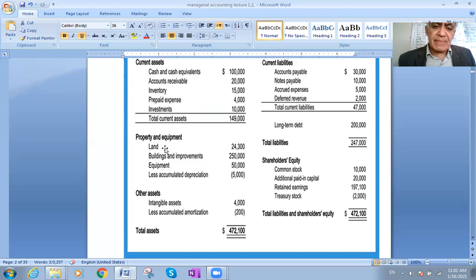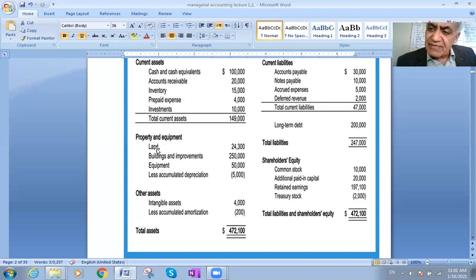Now we'll go to the second type of assets, which is called fixed assets. Fixed assets include the buildings, the equipment, and the land. How, as a student, will I distinguish between the fixed assets and the current assets? The answer is like this. The fixed assets you usually buy, in most cases, at the start of your project or business. It's like the land, the building, the equipment.